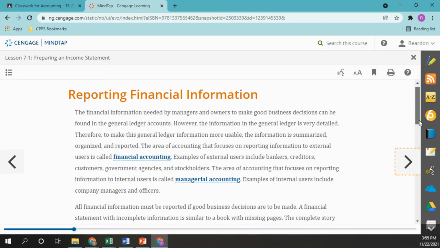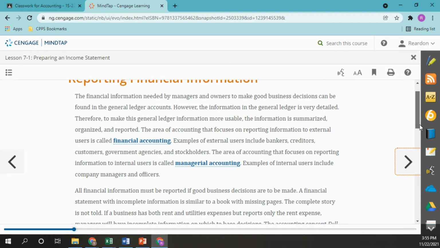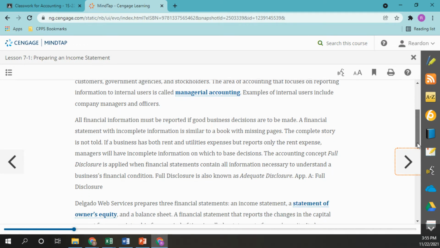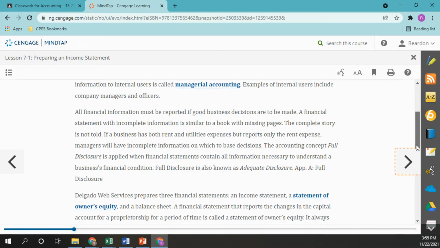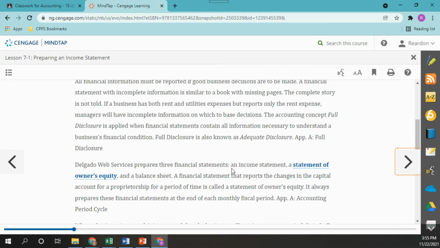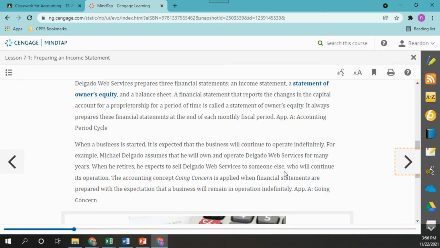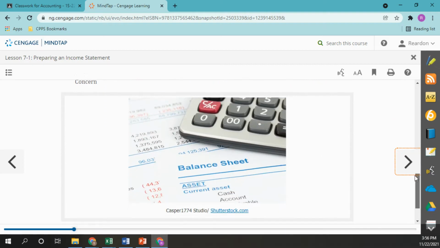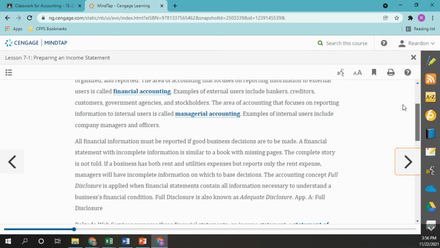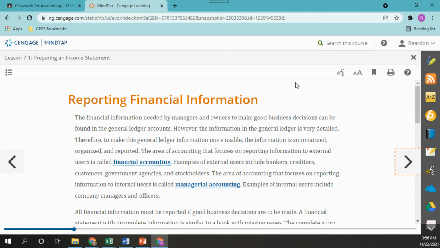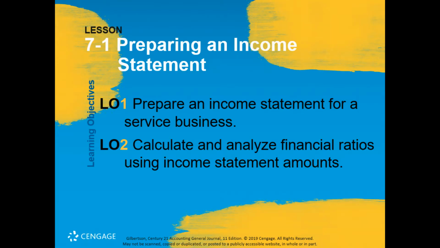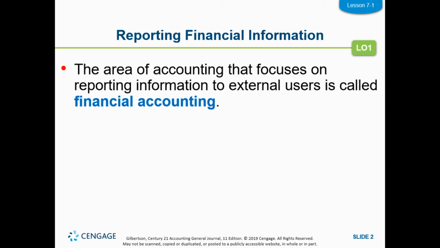So you will want to read through this particular section where it describes financial accounting and managerial accounting, and then this concept of full disclosure. The three financial statements we're going to prepare in this chapter: income statement, a statement of owner's equity, and a balance sheet. Definitions of those, and then this whole concept of going concern. Now, I'm not going to read those verbatim right now. I would ask you to go through, pause the video, and read that section on reporting financial information before we move on. Okay? All right.